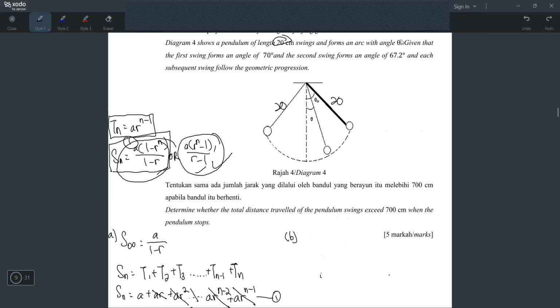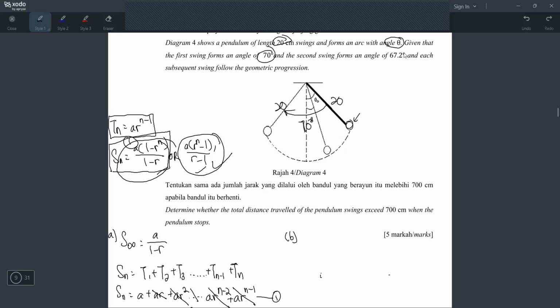And then it will form an arc with angle theta. Okay, the angle theta will change, right? Because eventually it will lose energy, and then the angle will decrease, right? But the length of the string will always be 20, just the angle will decrease. Given that the first swing forms an angle of 70 degrees, so I assume this is the start, right? And then he will let go, it will push, and then it will form 70 degrees, like from here to here, right? 70 degrees.